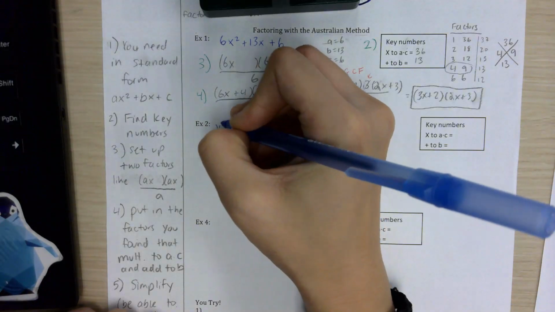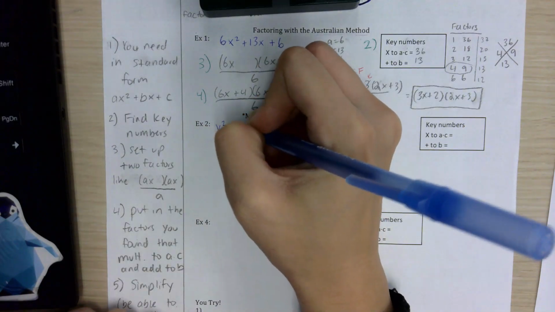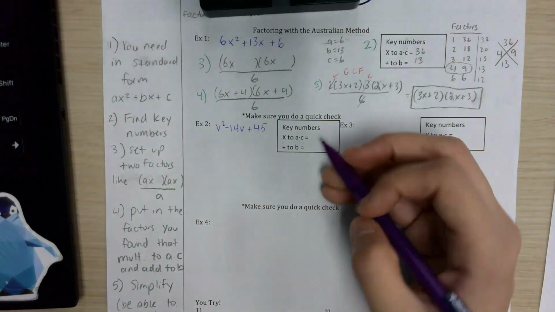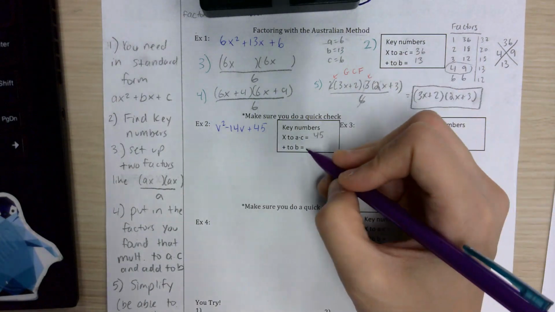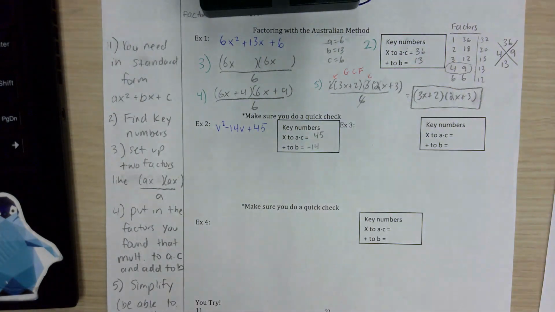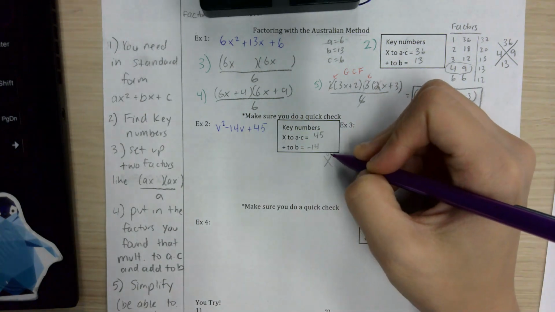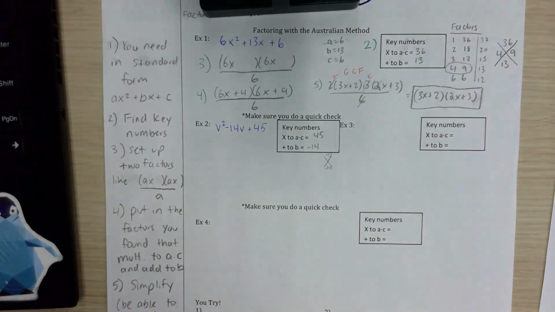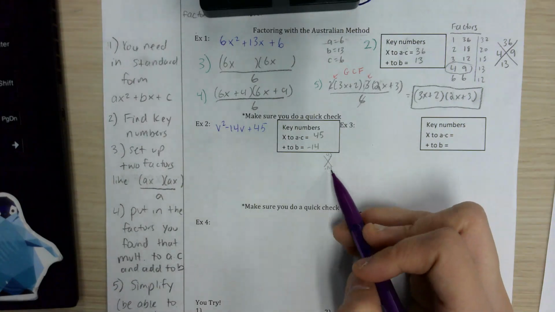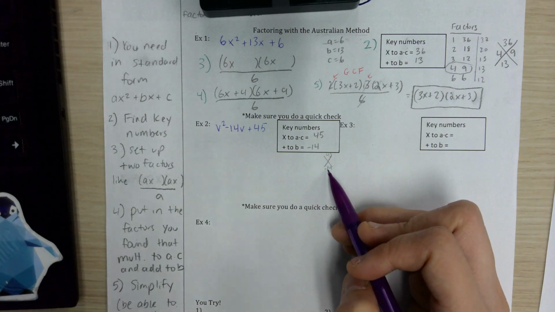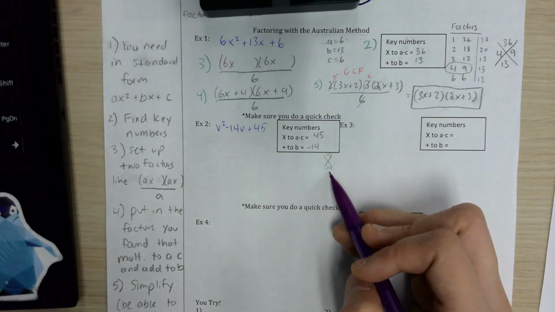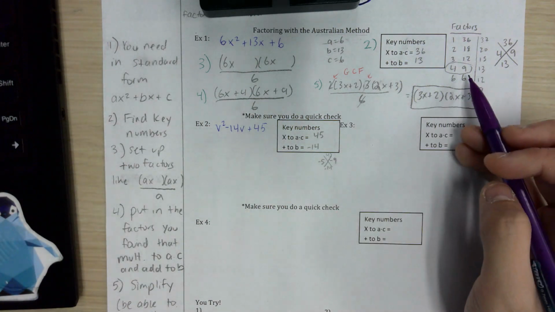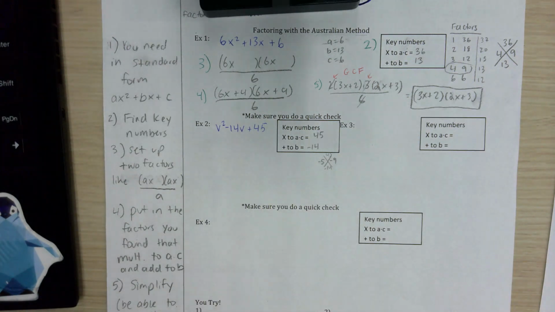So we have v squared minus 14v plus 45. Alright, so our key numbers need to multiply to 45, and they need to add to negative 14. If the sum is negative, that means one of them is going to be negative. That would be if it's multiplied. So we have a negative, so we know that we're going to deal with negative numbers, but the product is positive, so they're both going to be negative. So we can think negative 5 and negative 9, but you can go through and list them if you need to.